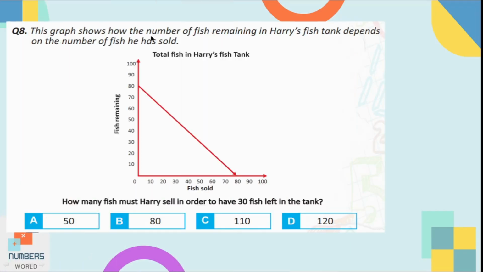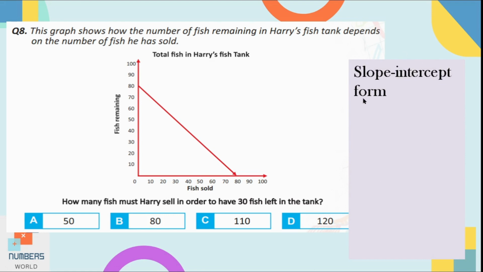Question number 8. This graph shows how the number of fish remaining in Harry's fish tank depends on the number of fish he has sold. How many fish must Harry sell in order to have 30 fish left in the tank? So we will use the slope-intercept form here, that is y is equal to mx plus c. So y is the dependent variable, which is fish remaining here. M is the slope. As the arrow is moving downwards, the slope is negative here. So the value of the slope is -1. X is the independent variable, that is fish sold. And c is the point where the line is intersecting the axis, that is 80.